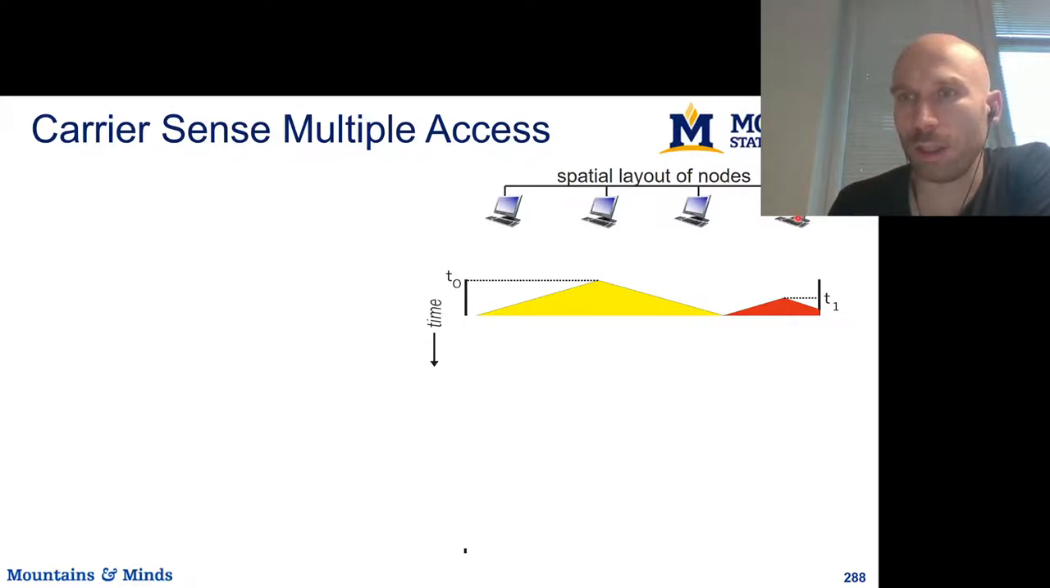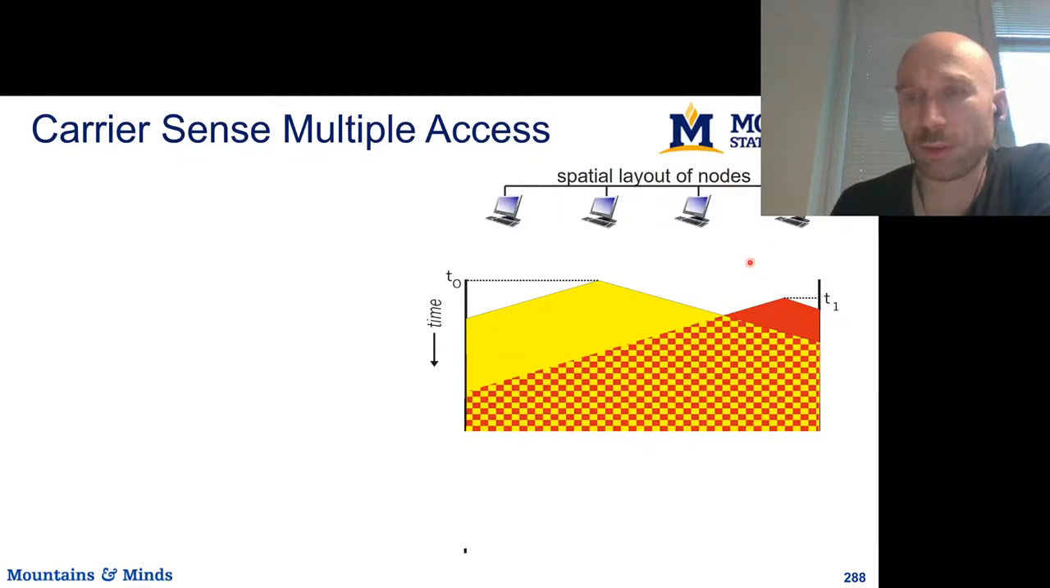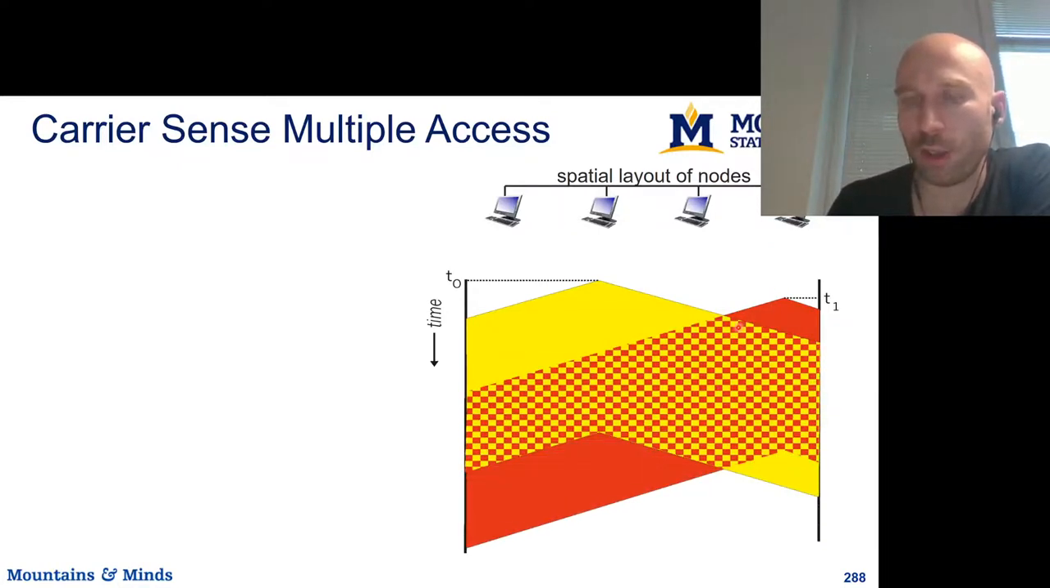So before the yellow electrons get to this node, it listens to the channel and says, oh, looks like no one else is talking. So great, I can transmit. Now, this node is talking, but the sound or the electrons it's transmitting didn't get to this node yet. So when this node tries to listen to the channel, it looks like the channel is clear, and so it starts transmitting. As a result, there is a collision, and no one can decode the whole data that has been transmitted. All right, so this is a problem.